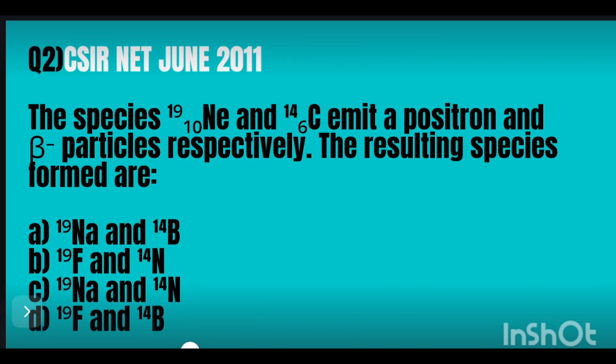Now let's move to the second question. This was also asked in CSIR June 2011. The species neon-19 (10) and carbon-14 (6) emit a positron and a beta minus particle respectively. The resulting species formed are: option A is 19Na and 14B, option B is 19F and 14N, option C is 19Na and 14N, and option D is 19F and 14B.